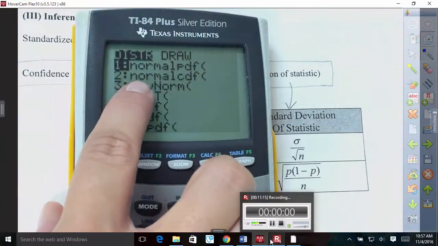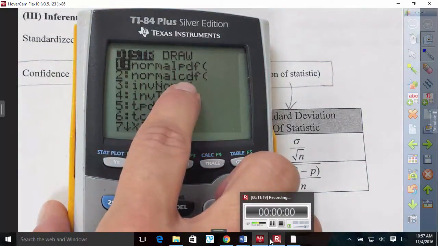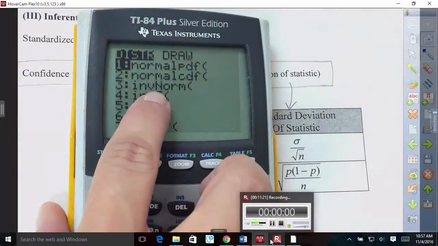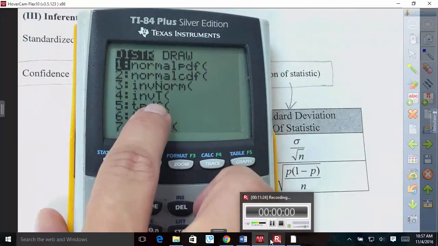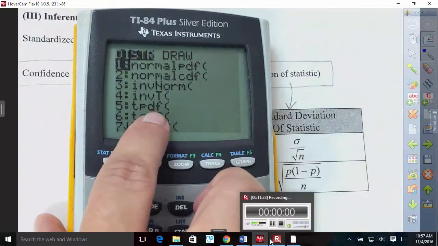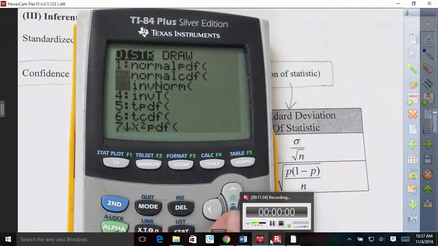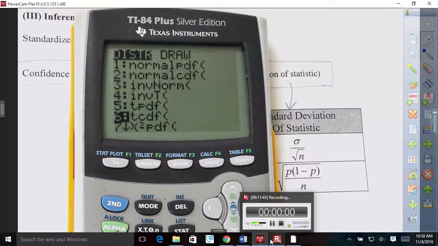This one, we previously have done normal CDF, haven't we? This inverse norm is when you know your area. This inverse T is when you know your area. I don't know my area. PDF we never use. See how we didn't use the top PDF? It's number 6. And actually on Inspire, it's like number 5. So you're looking for TCDF.